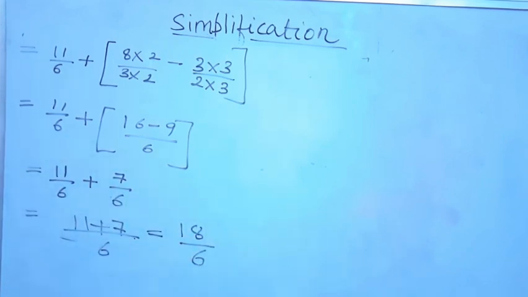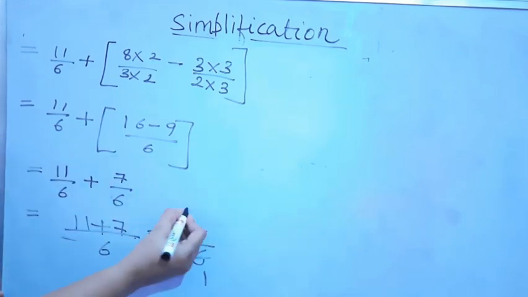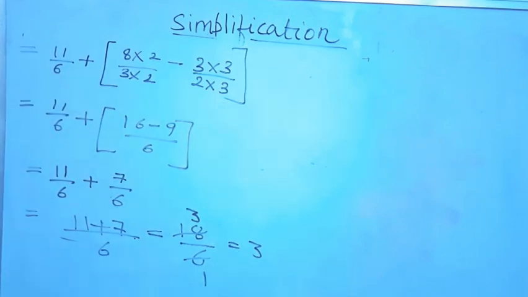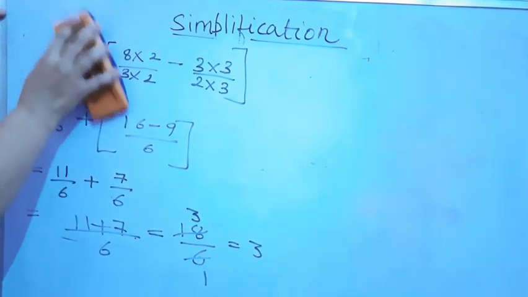Now students, you all have to tell me, can we reduce 18 upon 6? Yes, definitely it can be reduced. It will be 6 ones are 6, 6 threes are 18. So the final answer is 3. So I hope you must have understood question number 13. Now we have to move to question number 14. That is also based on simplification. So first of all, let me rub this.